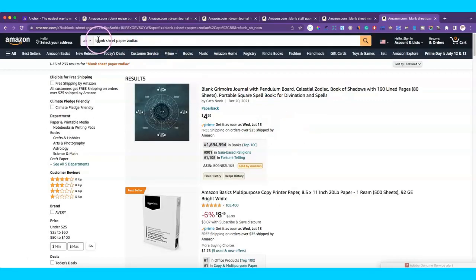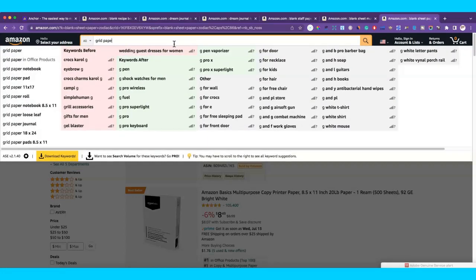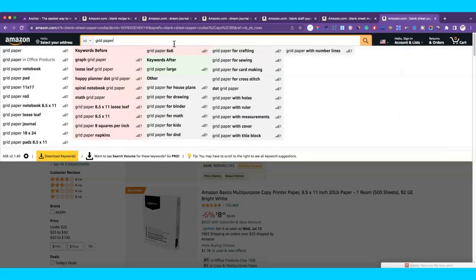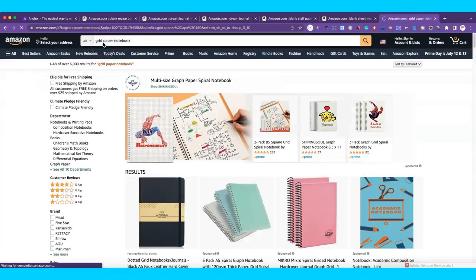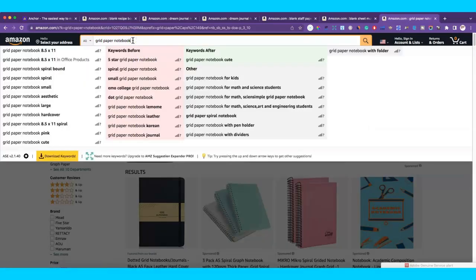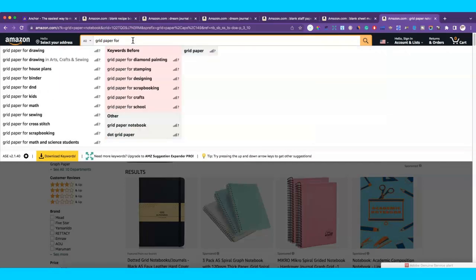Yeah. Okay. So let me move on. The next one I want to do is grid paper, and that's just paper that's got grids on it. So grid paper notebook brings in about 6,000. Let me see, grid paper, I'll put in 4 and then see what comes up.